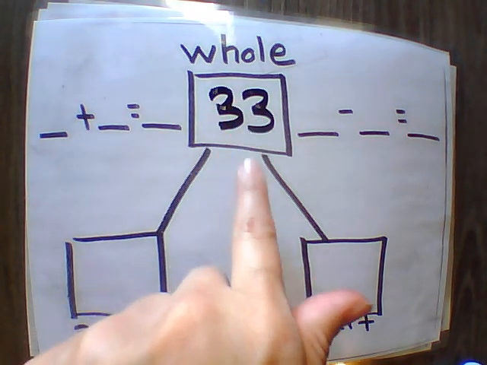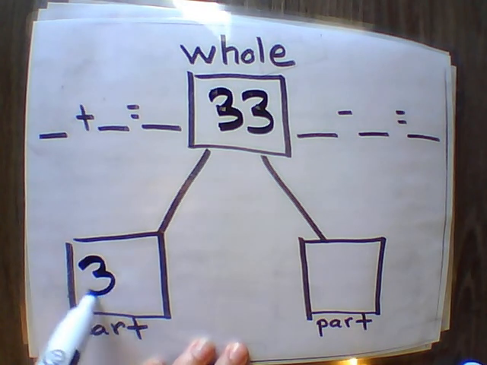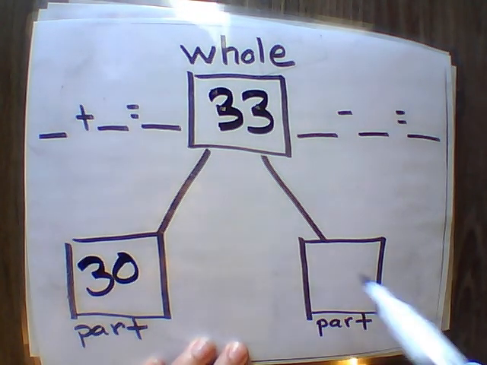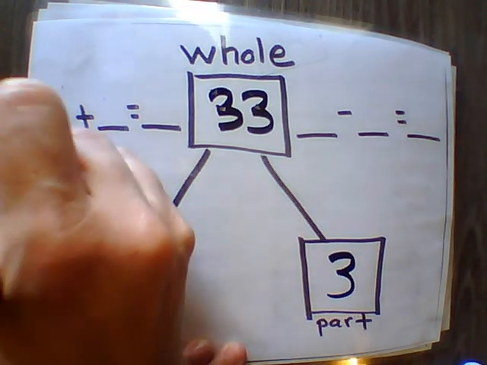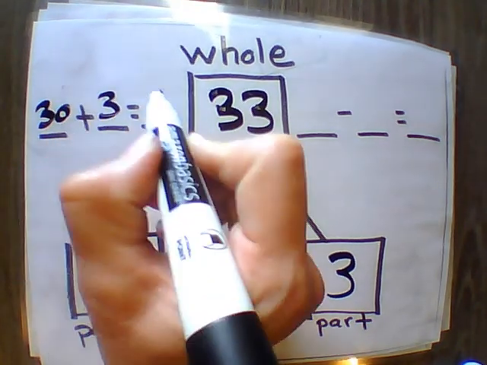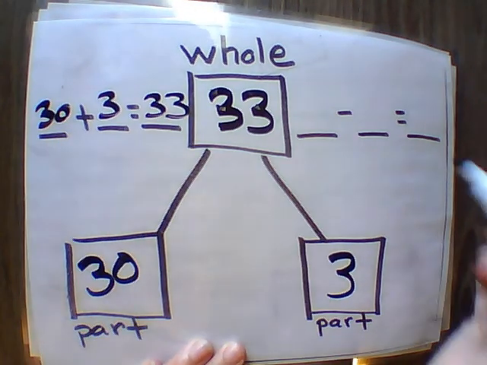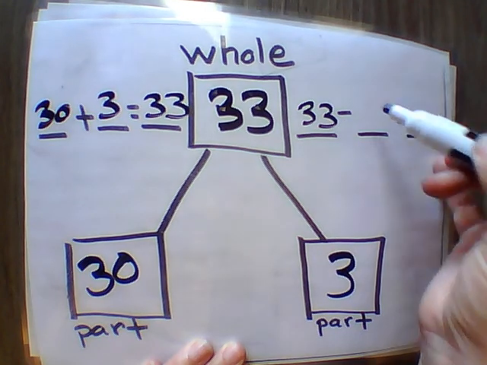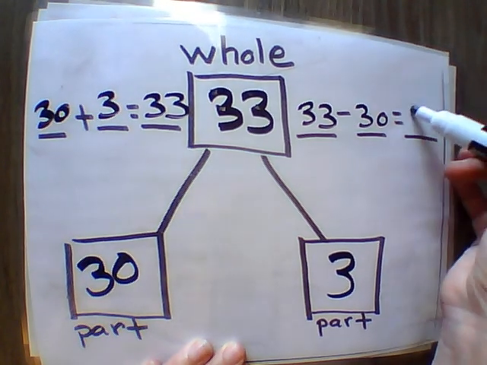Alright, so our number is 33. I'm going to break it into 30, the group of 10s, and then the 3 1s. So 30 plus 3 equals 33. 33 minus 30 equals 3.